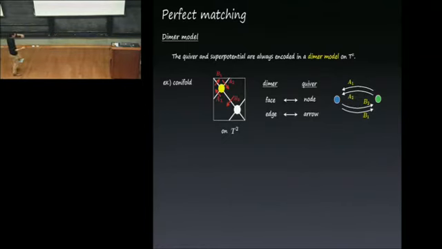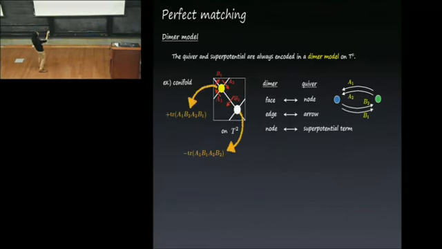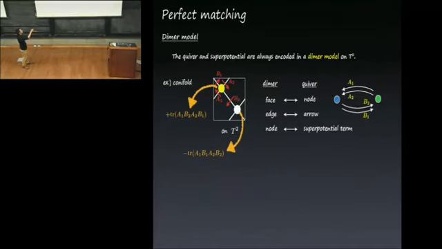And what about the dimer nodes? We have 2 dimer nodes, yellow and white, and they are related to superpotential terms. For example, this yellow node is surrounded by A1, B2, A2, B1, and therefore we have the trace of A1, B2, A2, B1, and the white node gives another term. And the overall sign depends on the orientation of this arrow, the orientation of this chiral multiplet.